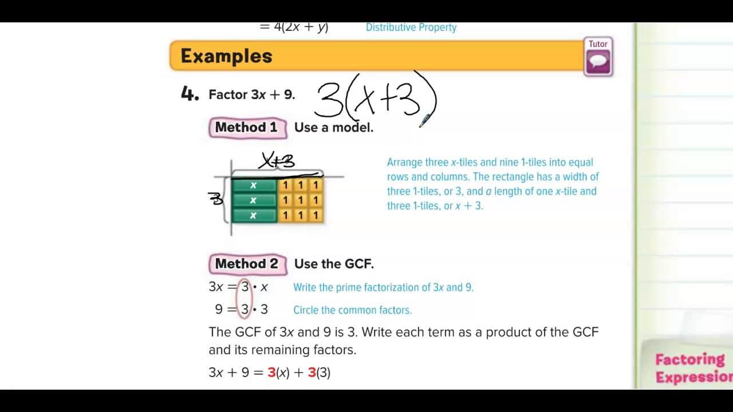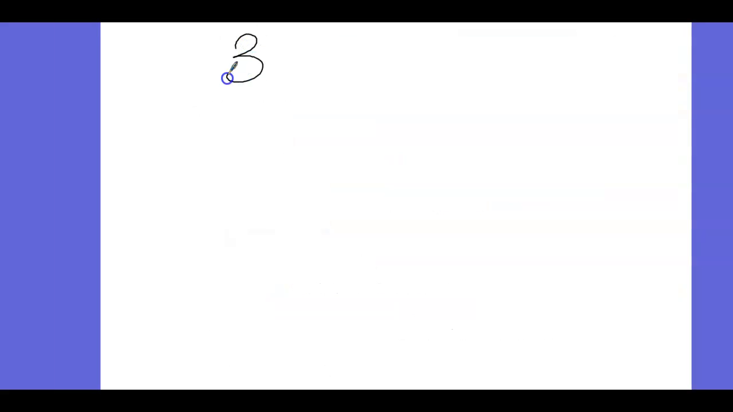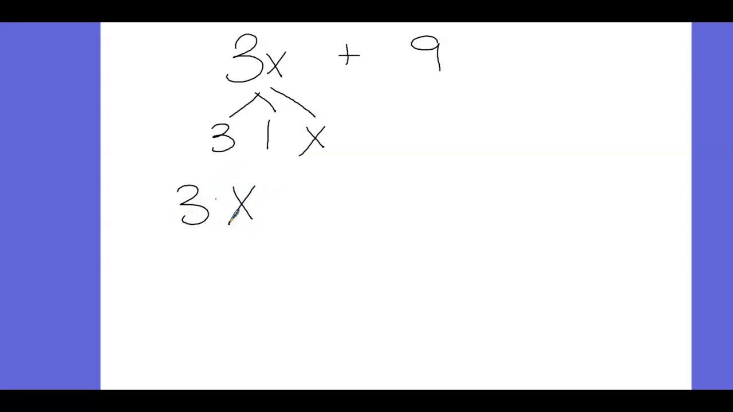So the other way that we can do it is if we have 3x plus 9, I can break them down like I would a prime factorization. So how can I break down 3x? 3 and 1, and then you also have x. Is 1 a factor of every number? Yes, because I can multiply 1 by anything, right? What's the prime factorization? I'm not going to write out your 1, but I have 3 times x. How do I write out 9 prime? 3 times 3.